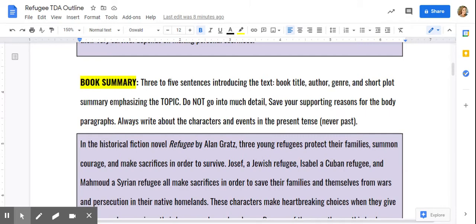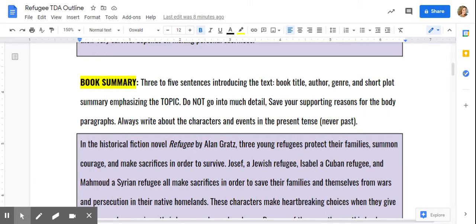So this is 3 to 5 sentences introducing the text. You're going to include the book title. And when you're typing book titles, you need to italicize. You can see where I wrote Refugee in the box. It's italicized, it's slanted. You need to introduce the author, the genre of the book, and a quick, short plot summary. And when you're summarizing it, you want to emphasize the topic that you're going to be talking about. And for me, I said earlier, it's sacrifices.